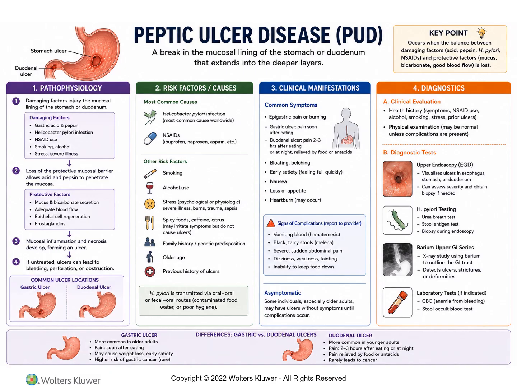For diagnosis, the most definitive test is generally upper endoscopy, or EGD. This is going to allow the provider to directly visualize the ulcer, determine its location and severity, assess for bleeding, and obtain a biopsy when necessary. We also need to determine whether H. pylori is present, because that changes treatment. Testing for this can include a urea breath test, stool antigen test, or biopsy obtained during that endoscopy.